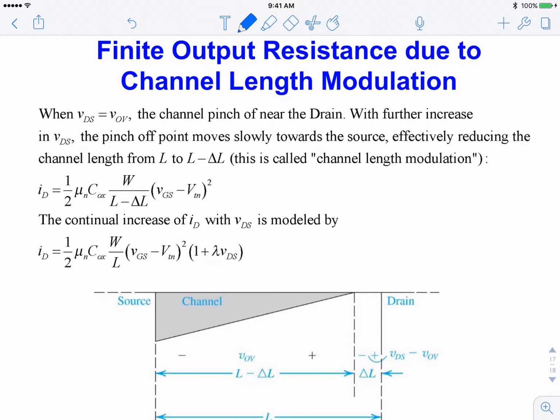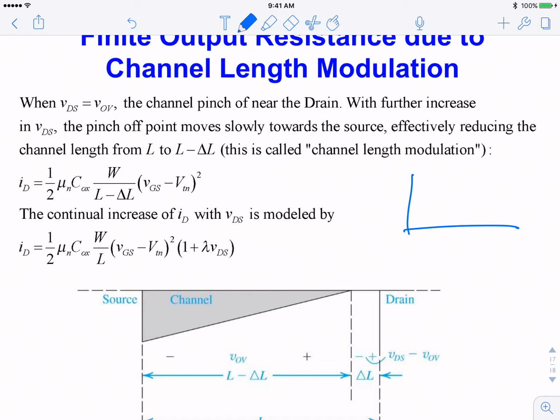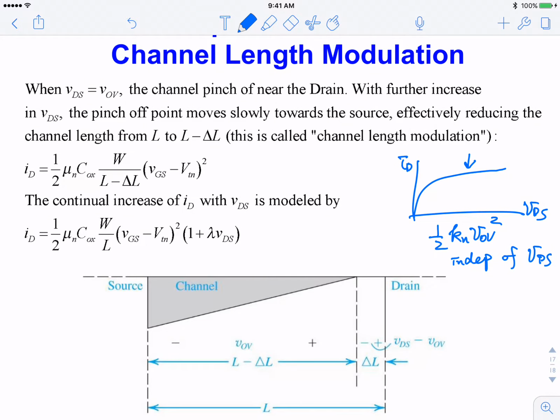One last thing. So the current, we said in saturation, we said it's constant. So it's actually not constant. We say this is 1/2 Kn V overdrive squared. So it's independent of VDS. When we plot IDS versus VDS, it's independent. That's why it's flat.